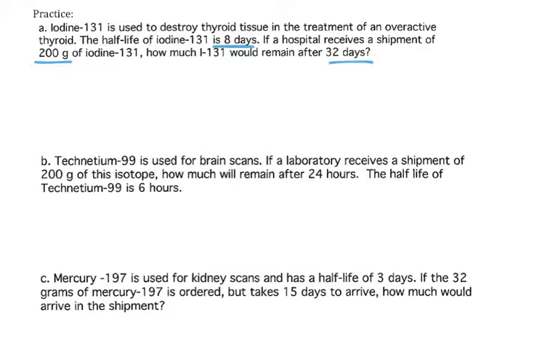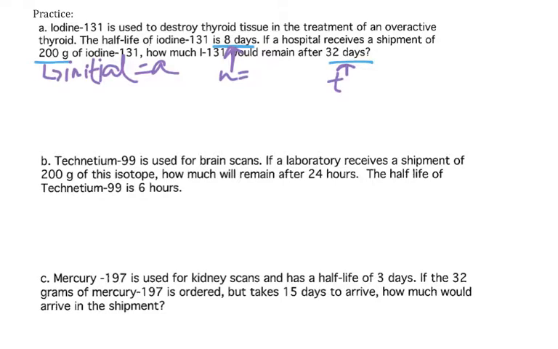Okay, so we've got all the key pieces of information. Let's start marking what all these values are. So 200 grams, that's our initial value. We know in our equation that that is the A value. The half-life is 8 days, so you can think of that as your N value. And it's asking about 32 days, so that's the amount of time.